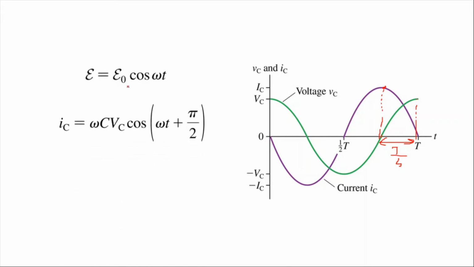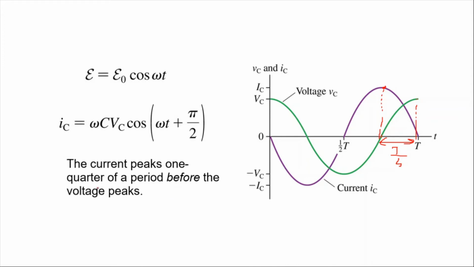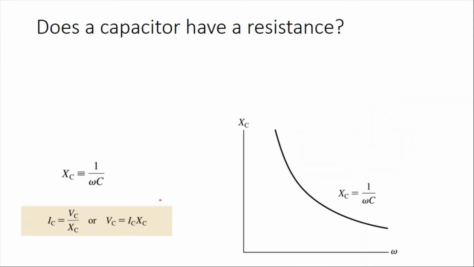As I said, these are their functions. If we draw the graphs of these two functions, we get these two graphs, and from them we see that the current is a quarter period ahead of the voltage. So briefly we say that the current peaks a quarter of a period before the voltage peaks.